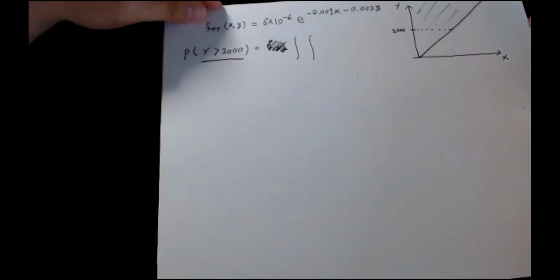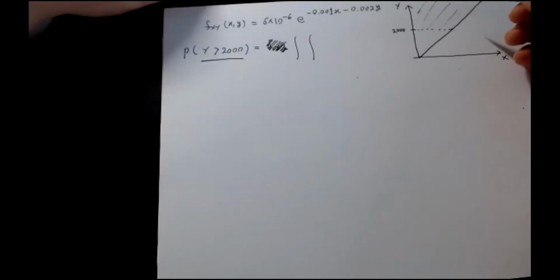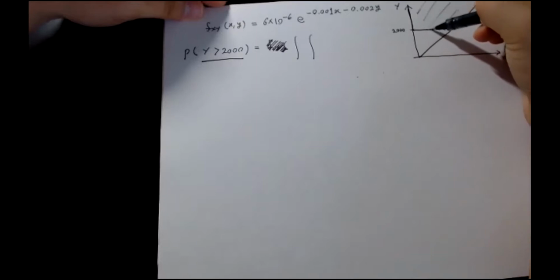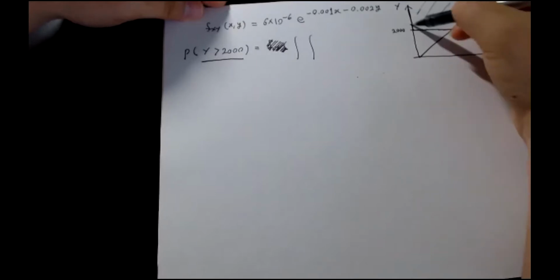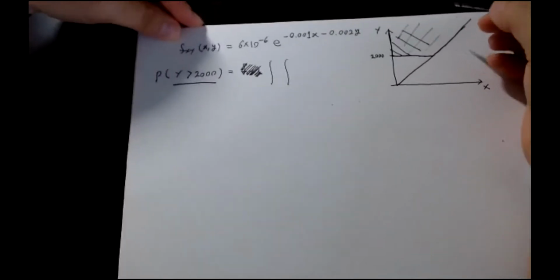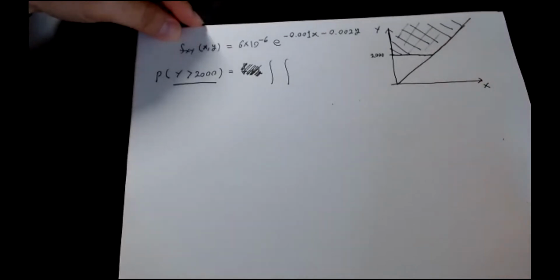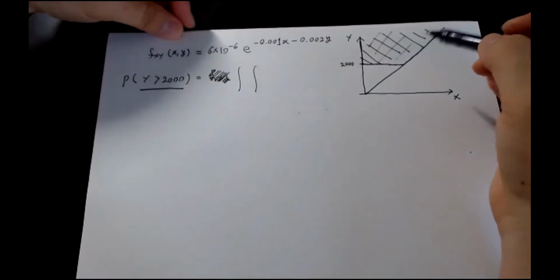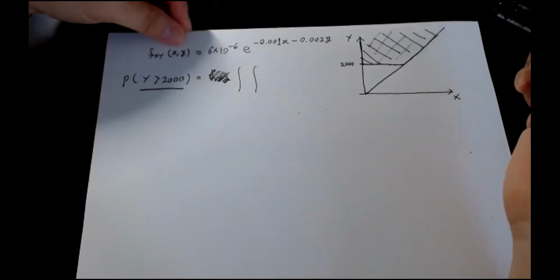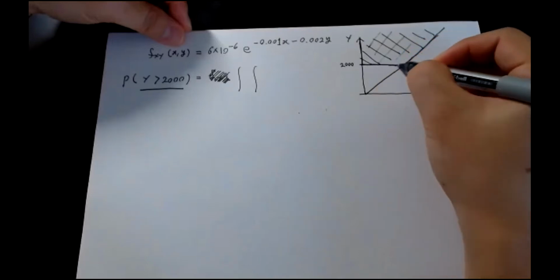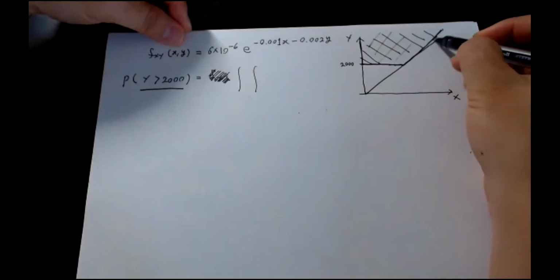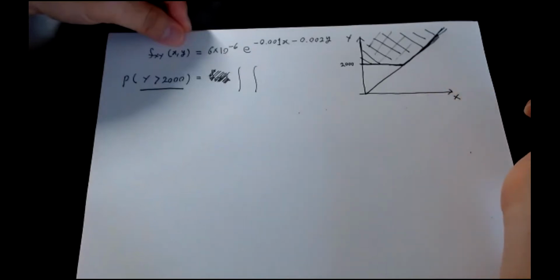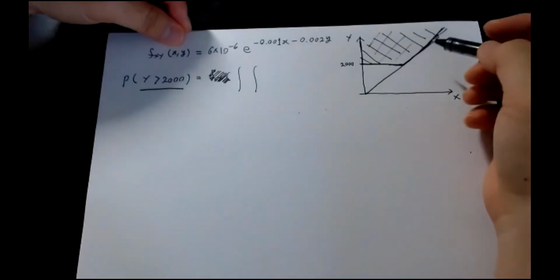So then the limits of integration. The region satisfying y greater than 2,000 is going to be this here. You see that? Then we need to figure out the equation of the line, this one and this one. Actually, this is a piecewise linear function, right?